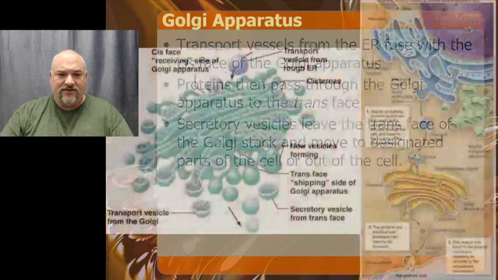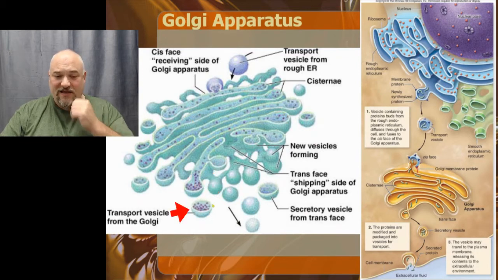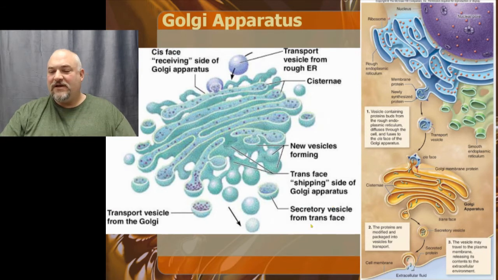But here we can see kind of this whole system. So we've got, coming into the cis face of the Golgi, a transport vesicle from the rough ER. The membranes fuse here, so it can dump in its contents. They get modified and packaged. It can butt off, and the transport vesicle leaves, and it can go elsewhere in the cell or out of the cell. Say, make a lysosome. I don't know if any of these have lysosomes here. Not in that one. So we can kind of see this whole process here.